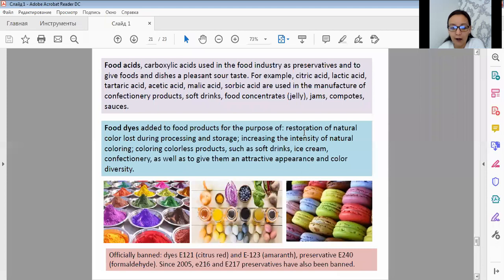And in our country, the officially banned dyes are E121, which is citrus red, and E123, which is amaranth. And the preservative E240 is formaldehyde, and since 2005, E216 and E217 preservatives have also been banned.